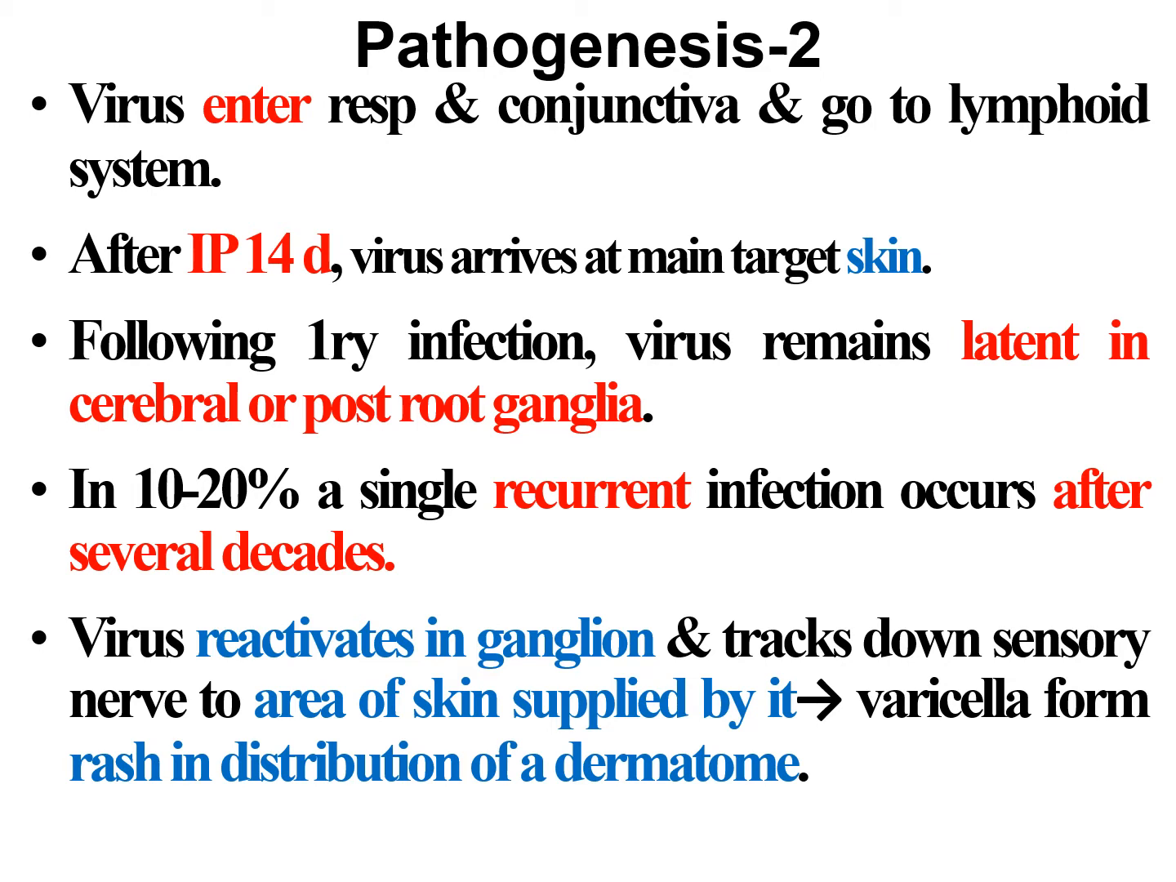Pathogenesis. Virus enters the respiratory system and conjunctiva and goes to the lymphoid system. After incubation of 2 weeks, the virus arrives at its main target in the skin. Following primary infection, the virus remains latent in cerebral or posterior root ganglia. In 20% of cases, a single recurrent infection occurs after several decades. The virus reactivates in the ganglion and travels down the sensory nerve to the area of skin supplied by it, which will lead to a varicella form of rash in the distribution of the dermatome.